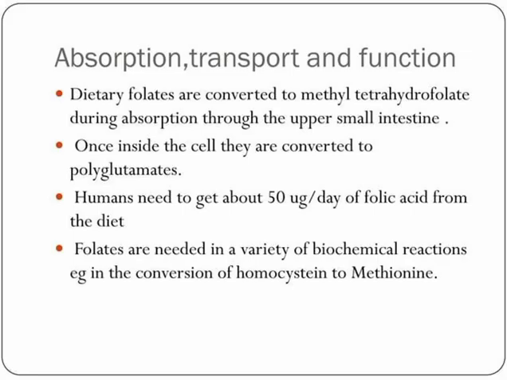Absorption, transport and function of folic acid. Here mainly the dietary folates pass through the upper small intestine and there they are converted into methyl tetrahydrofolate, which is the primary transport form in the blood. Next, folates enter the target cells. They are converted into polyglutamates. This change traps the folate inside the cells and allows it to function as a coenzyme in metabolic processes.